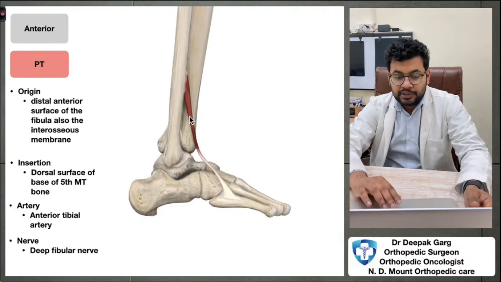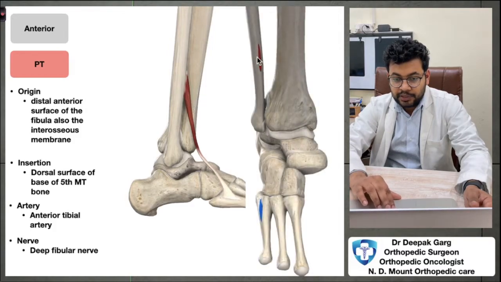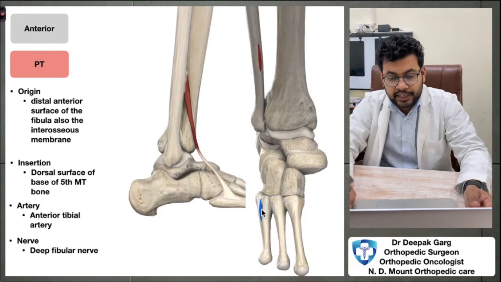And then this is the last muscle of the anterior compartment, peroneus tertius muscle, which arises from the lower fourth of the shaft of the fibula and has an insertion over the base of the fifth metatarsal bone. So these are the muscles of the anterior compartment.